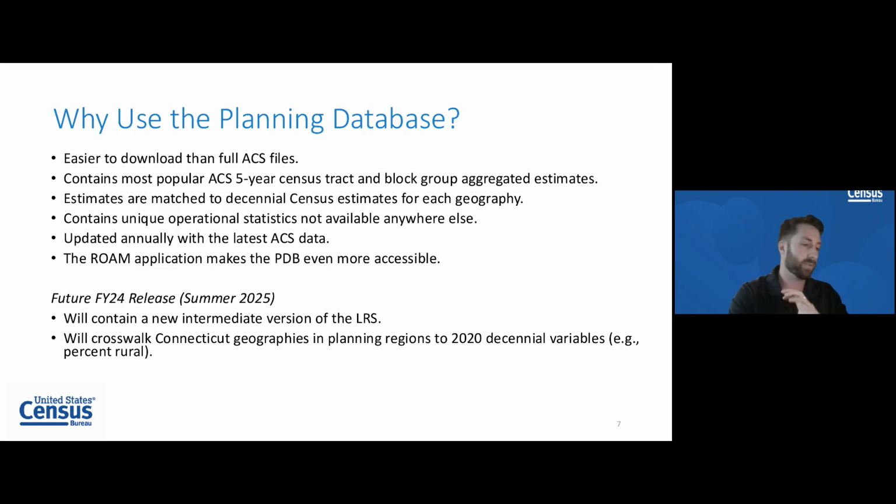And what we do is we actually crosswalk the decennial variables that were originally shown for the counties to the tracts and the block groups, because it is a one-to-one match, but the FIPS codes do change, and this isn't currently available otherwise, so you would have to do the crosswalking yourself. Again, we do the hard work for you. That's why the planning database is amazing.